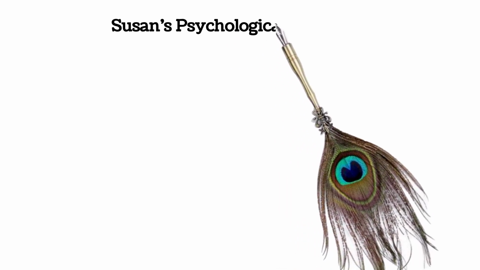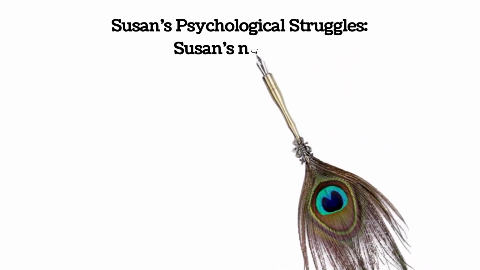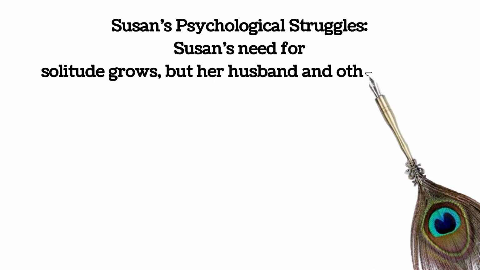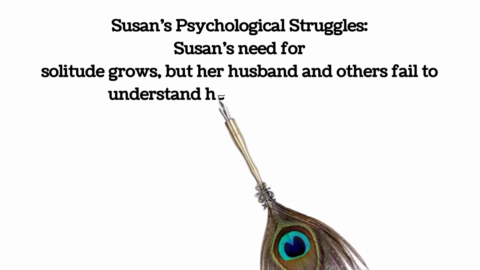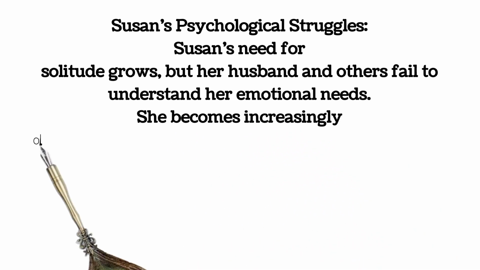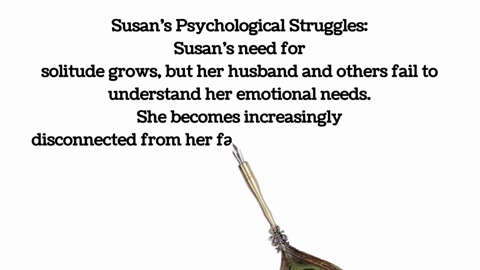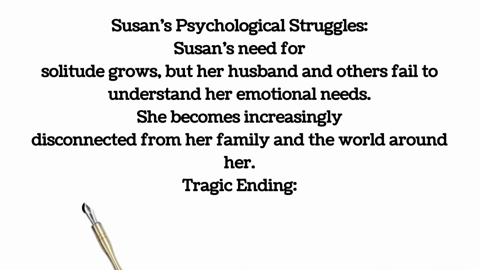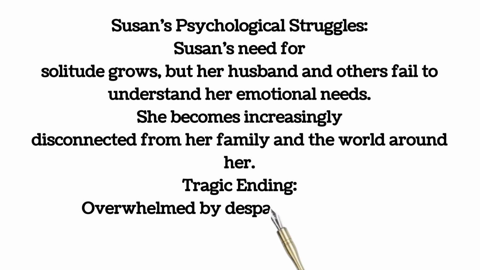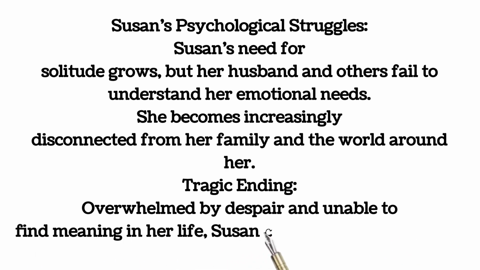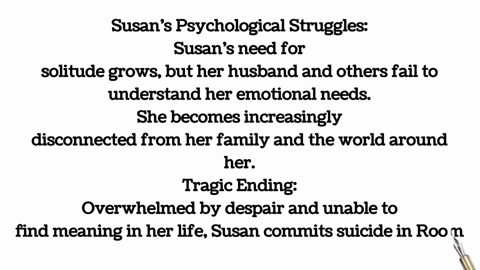Susan's psychological struggles. Susan's need for solitude grows, but her husband and others fail to understand her emotional needs. She becomes increasingly disconnected from her family and the world around her. Tragic ending. Overwhelmed by despair and unable to find meaning in her life, Susan commits suicide in room 19.